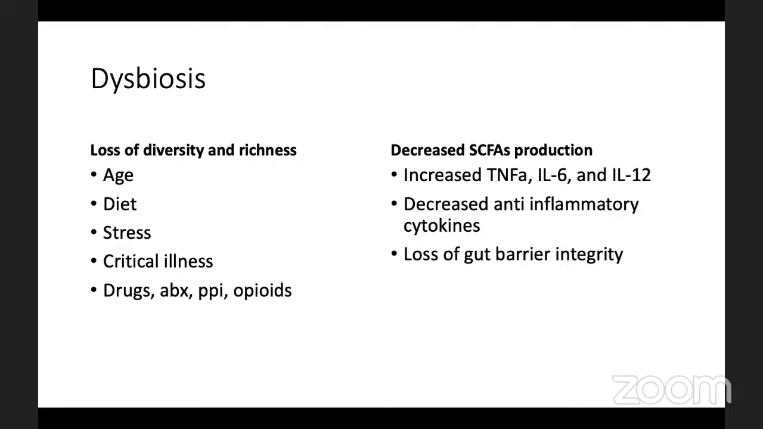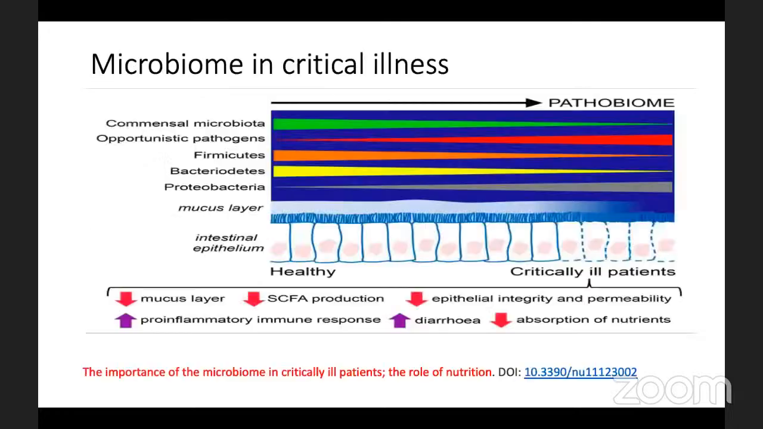So with dysbiosis, you are going to have reduction in the production of short-chain fatty acids, which is going to lead to reduction in anti-inflammatory cytokines and loss of gut barrier integrity with an increase of those cytokines.